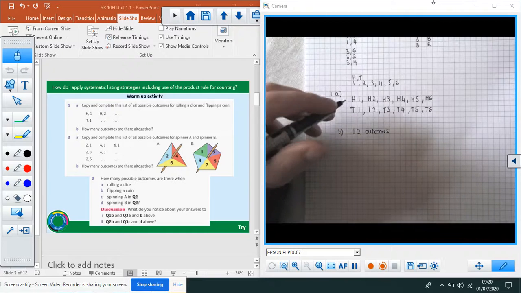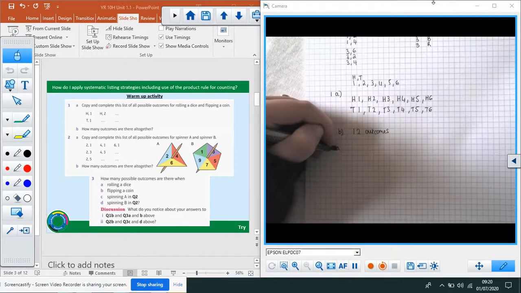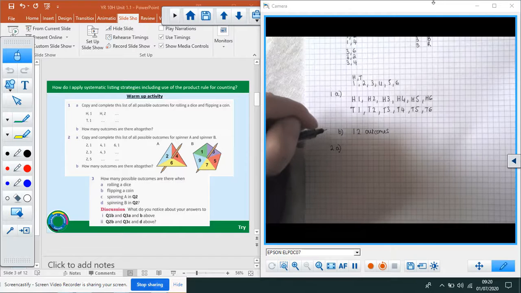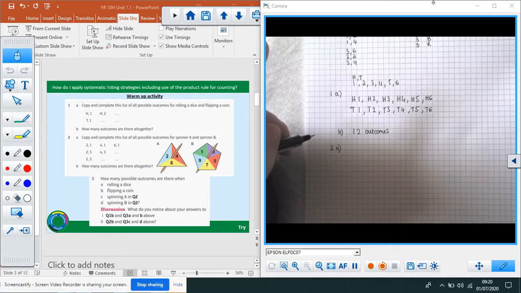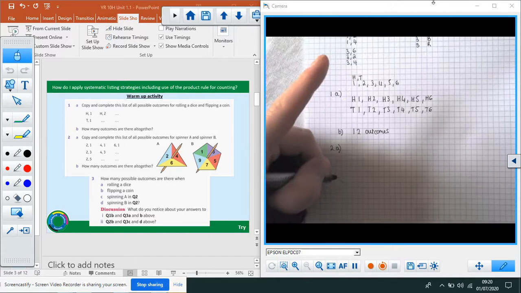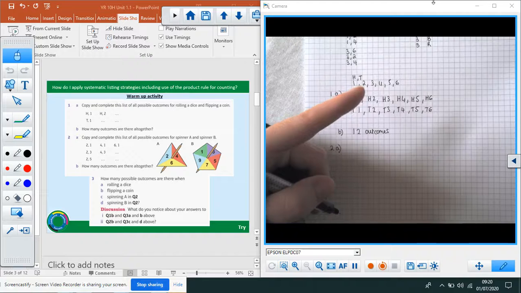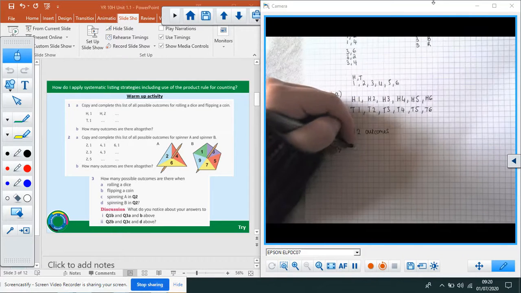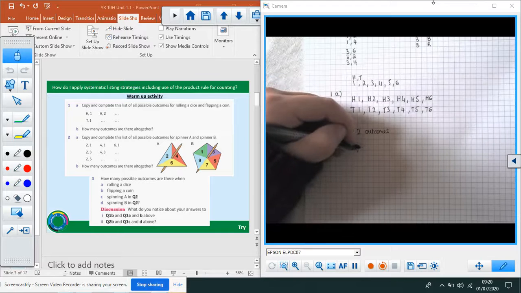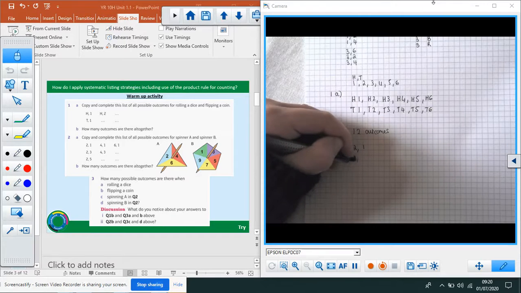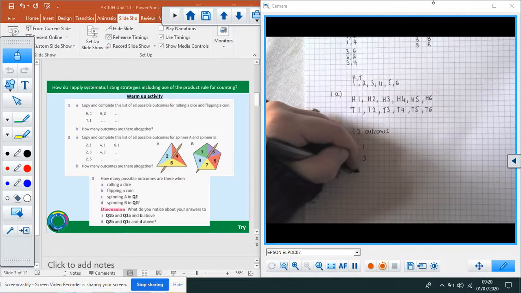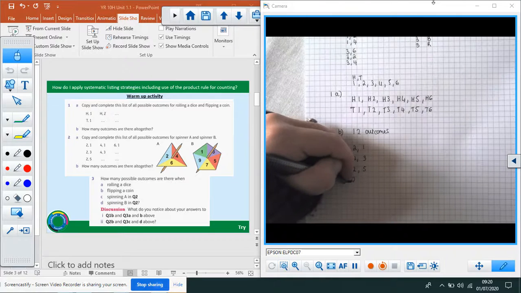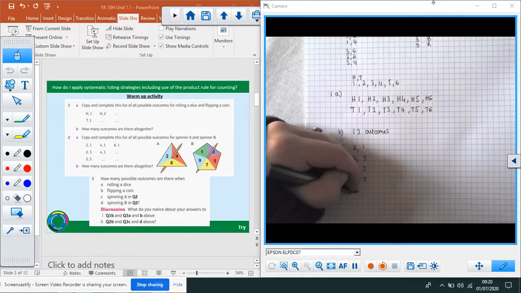Question 2 says copy and complete the list of possible outcomes for spinner A and spinner B. Okay, so they've started you off. You can have either 2 and all of the options on spinner B, 4 and all of the options on spinner B, or 6 and all of the options on spinner B. Okay, so I'm going to go 2 and 1, 2 and 3, 2 and 5, 2 and 7, 2 and 9.